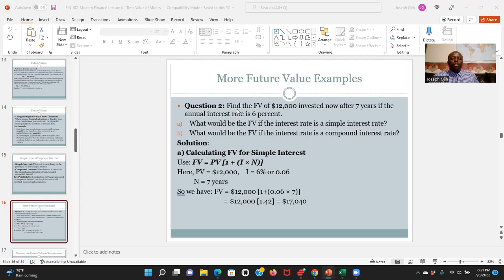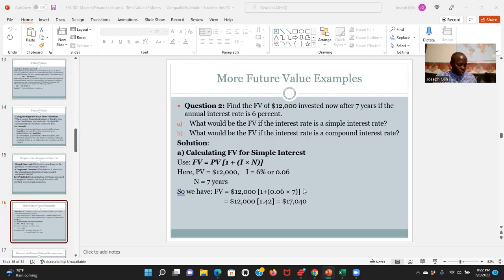Now from this question, we have that our amount invested is 12,000. Since we're not using Excel, there's no point putting it negative here. So we have 12,000, and then the interest is 6%. So our I is 6%. And the number of years is 7 years. So N is 7 years. So plugging it into this equation, we have 12,000 times 1 plus 0.06 times 7. So let me write this down so we can see how we get it.